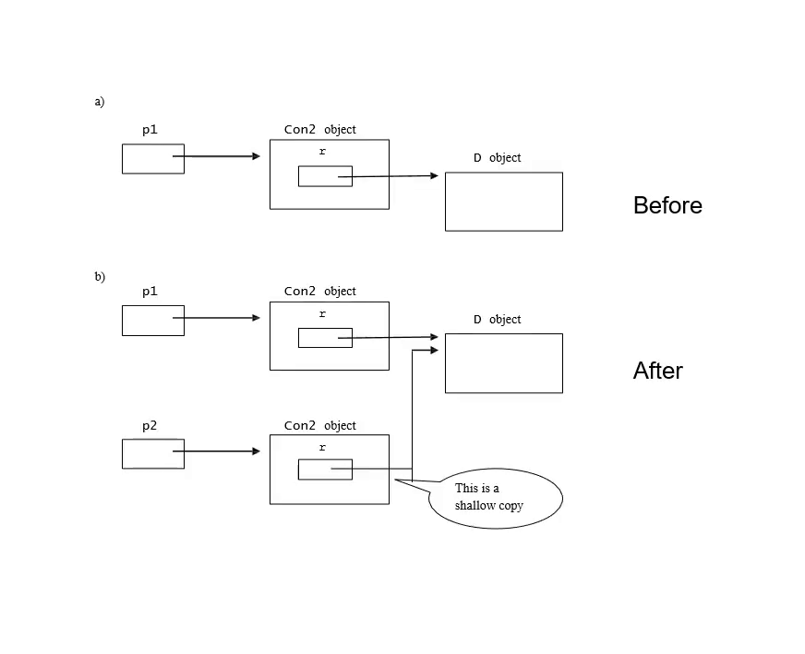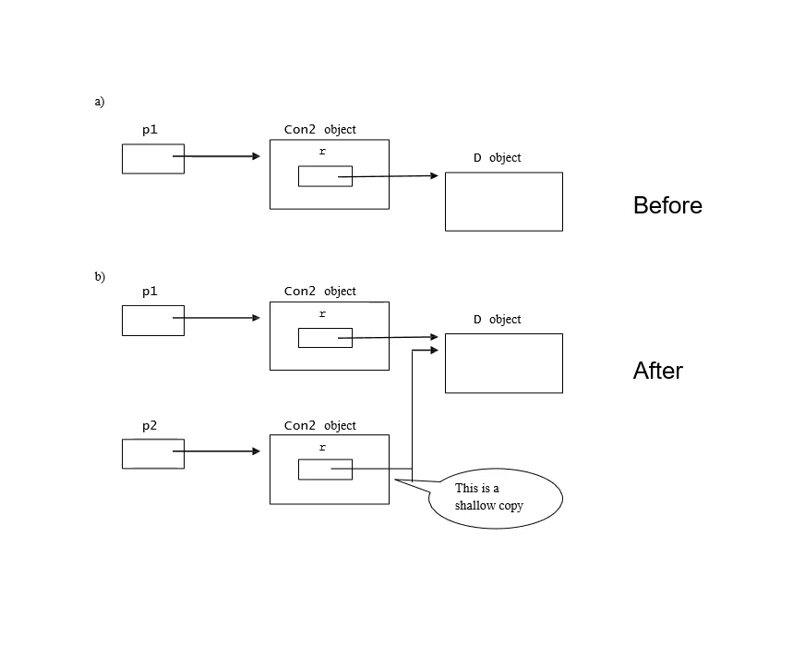So let's say we have a Con2 object, and its instance variable R is also a pointer to an object, but a different type of object, a D object. When we create the first Con2 object, that will create a D object and put the pointer to it in R, and then the constructor is assigned to P1. So we have P1 pointing to a Con2 object, which in turn points to the D object.